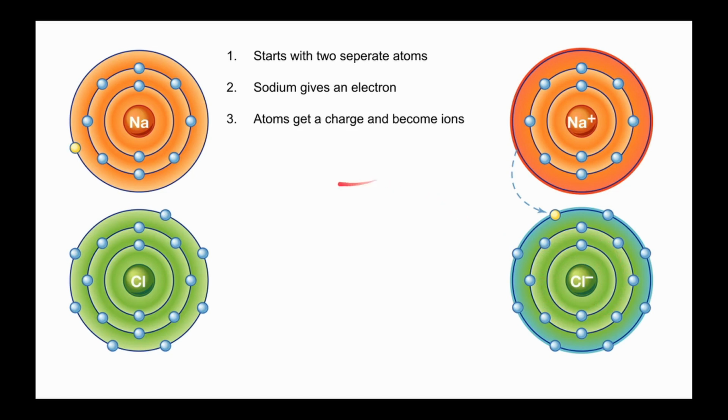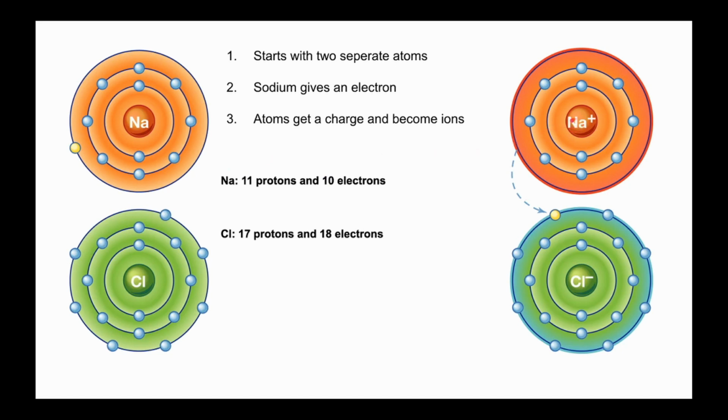Now the next step is the atoms get a charge and they become ions. So here you can see in the middle of the nucleus it just says Na, or sodium, and same for the chlorine, just says Cl, or chlorine. Over here, once the electron has been donated, you can see that there's a little plus sign here, a little minus sign here. That's because they've now become ions. An ion is just a charged atom. Any atom that has a charge is called an ion.